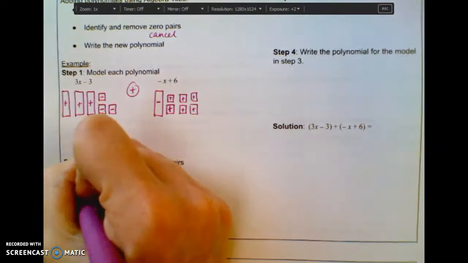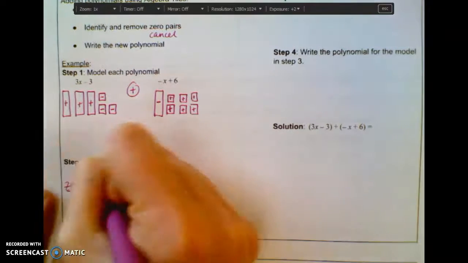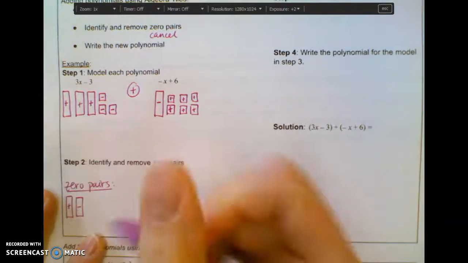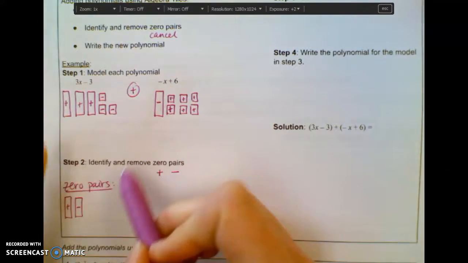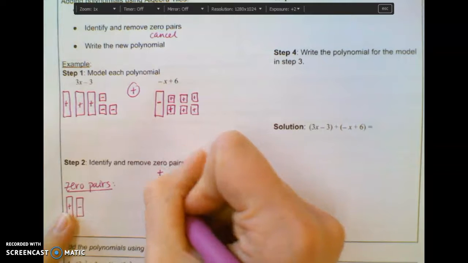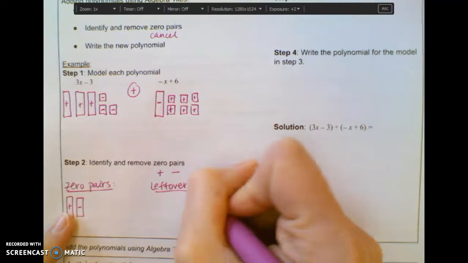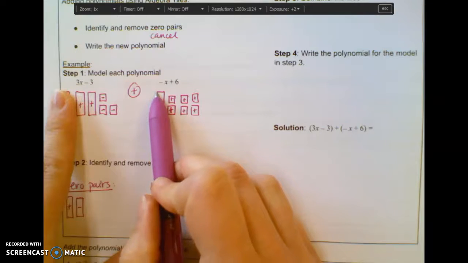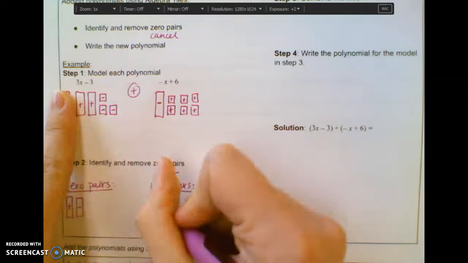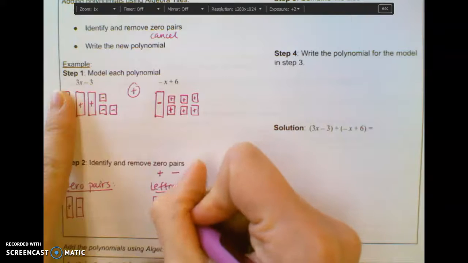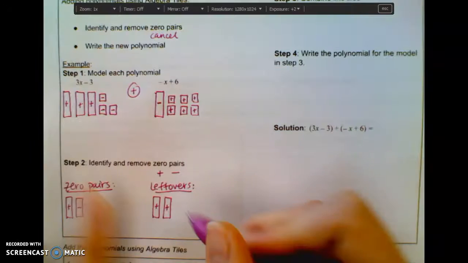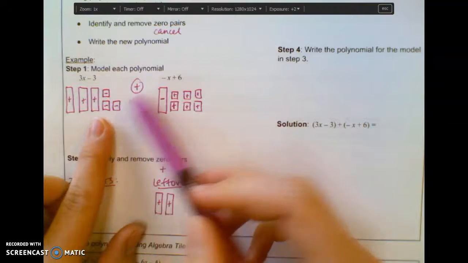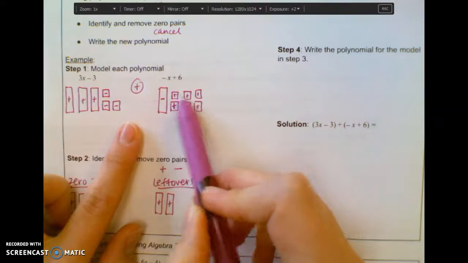So for my 0 pairs, I'm going to put 1 positive and 1 negative x together because a positive and a negative are going to cancel. Well, now we need to look at what our leftovers are. If we cancel the positive and the negative x, what's left over with the tall rectangles? We have 2 positives left. Well, now let's look at the little ones. I see 3 little negative boxes, and I see 6 positive little boxes.